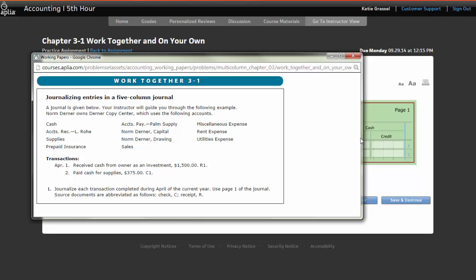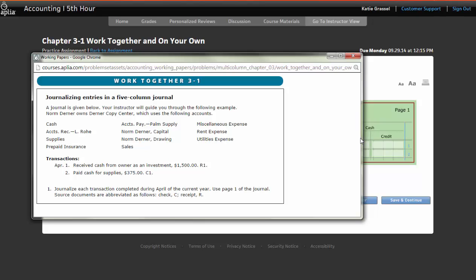So we are going to be using these accounts, cash to utilities expense. And right here we have transactions April 1st to the 2nd, and right here we're going to journalize each transaction completed during April of the current year. Use page 1 of the journal. Source documents are abbreviated as follows: C check, R receipt.